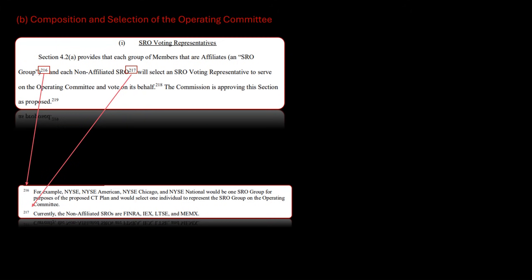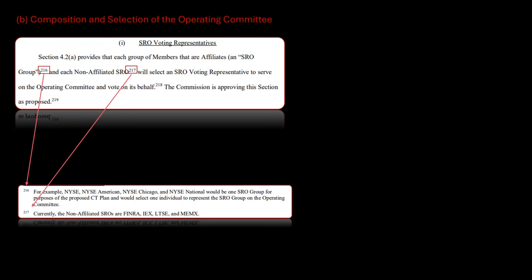Section 4.2a provides that each group of members that are affiliates, an SRO group, and each non-affiliated SRO will select an SRO voting representative to serve on the operating committee and vote on its behalf. The Commission is approving this section as proposed.